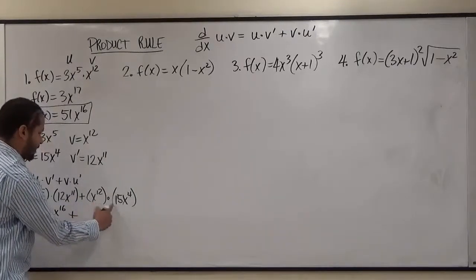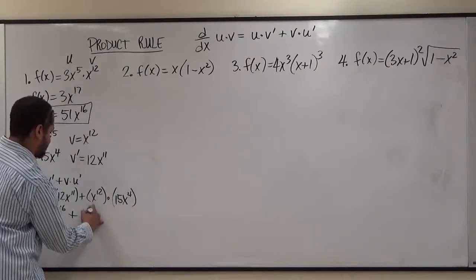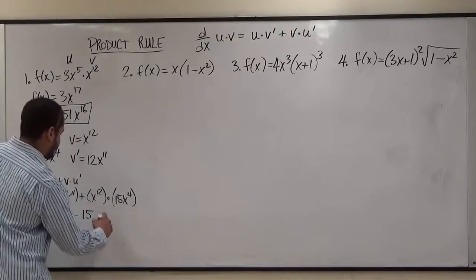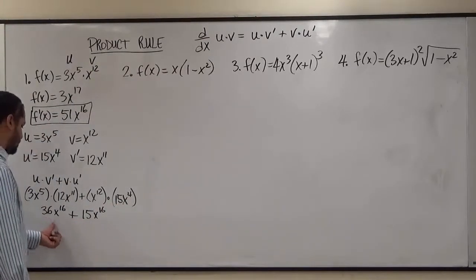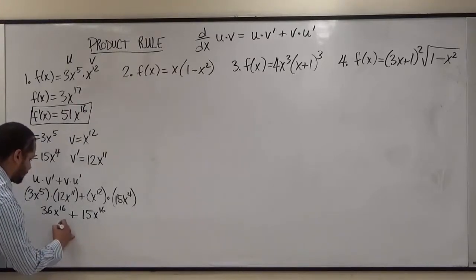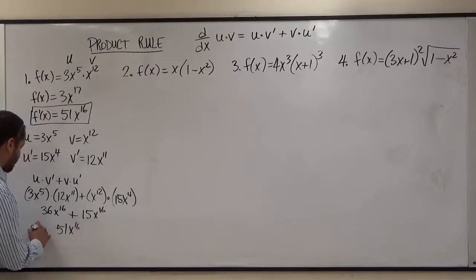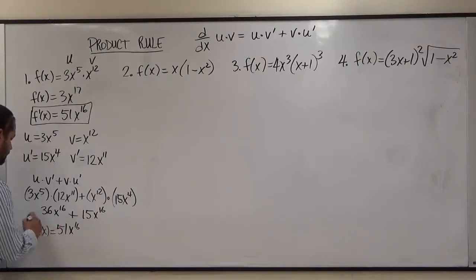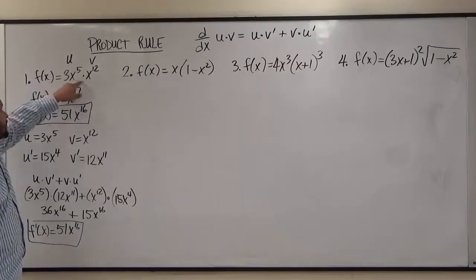Now we have plus x to the 12th times 15x to the 4th. 15 by 1 is 15. x to the 12th times x to the 4th is going to be x to the 16th. Now when we sum these two up, 36 plus 15, that's going to give us 51. And the x to the 16th is just the label of it. So here we have our derivative of f, our first derivative of the function of x: 51x to the 16th, and that gives us the same thing we would have gotten if we just multiplied these two together.